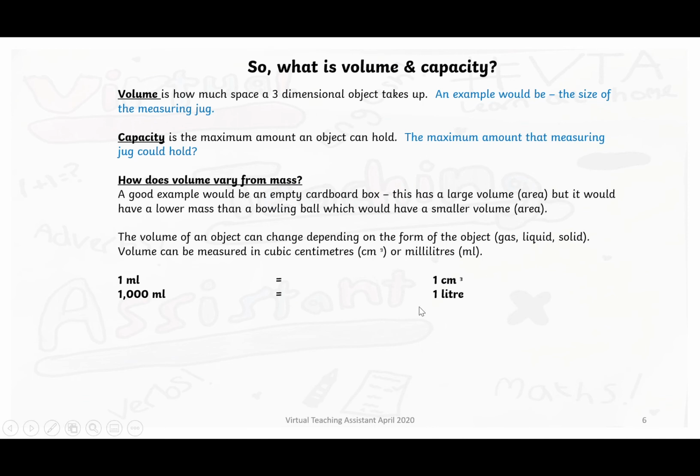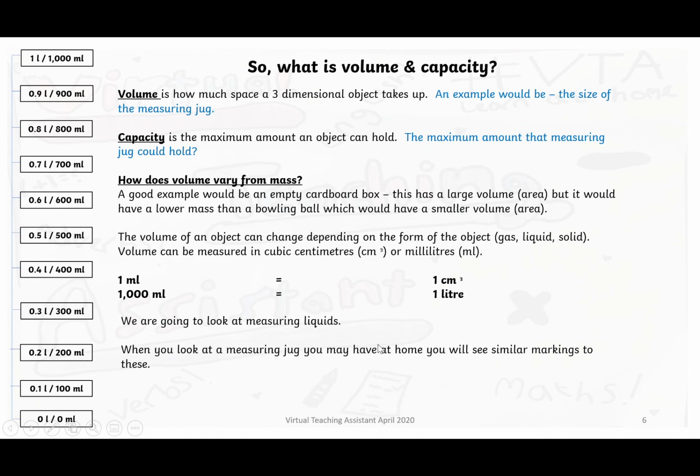Measure and compare. We're going to look at measuring liquids today. So when you look at a measuring jug that you've got at home, you'll see similar markings to these ones here. I've got my 1,000 millilitres here, which is the same as 1 litre. And again, you can see I've done the same. Because it's only half a litre, it's 0.5, but it's 500 millilitres. Let's have a practice.